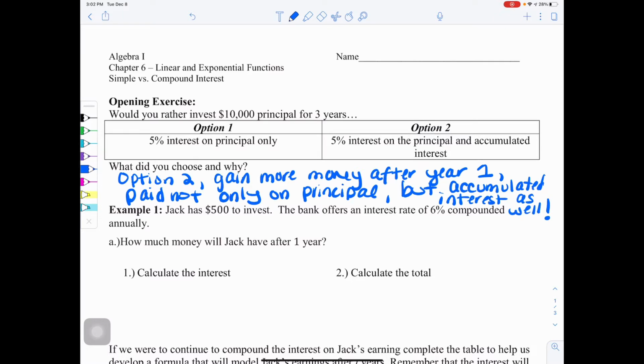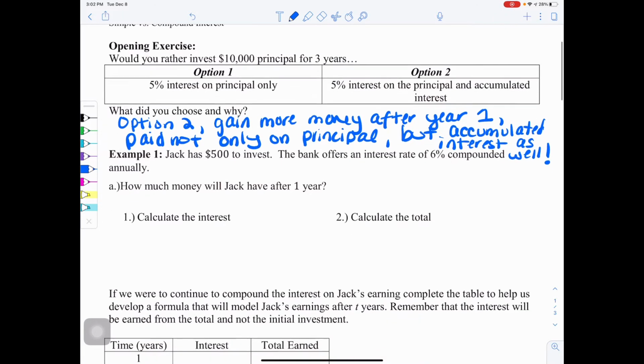All right, so let's look at example 1. Jack has $500 to invest. The bank offers an interest rate of 6% compounded annually. How much money will Jack have after 1 year?